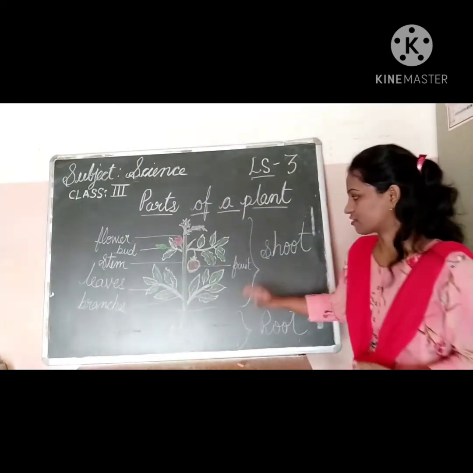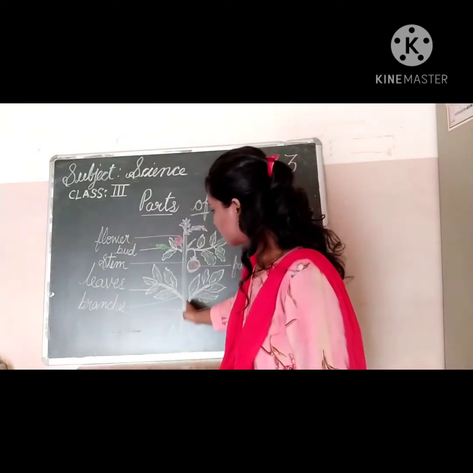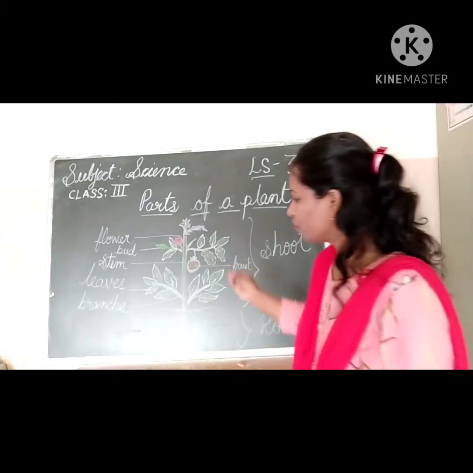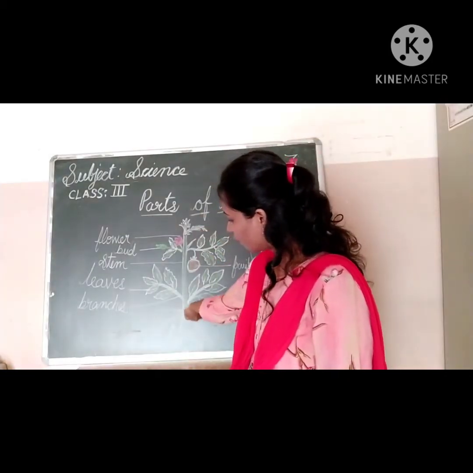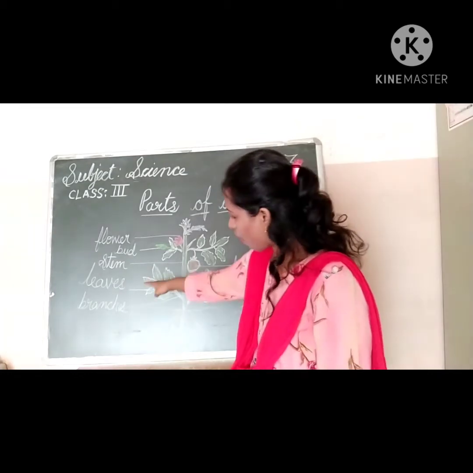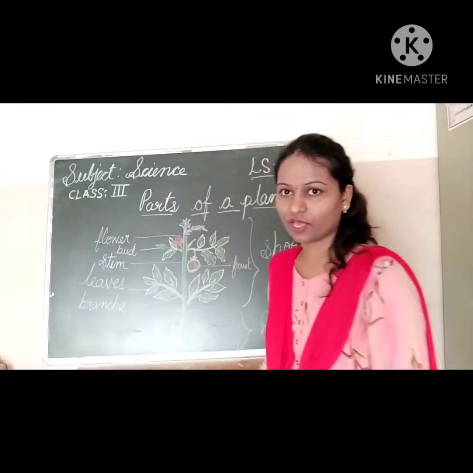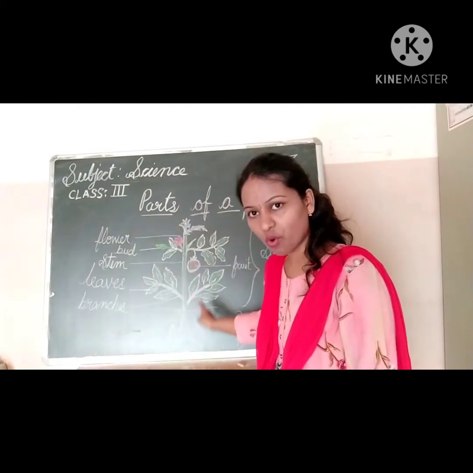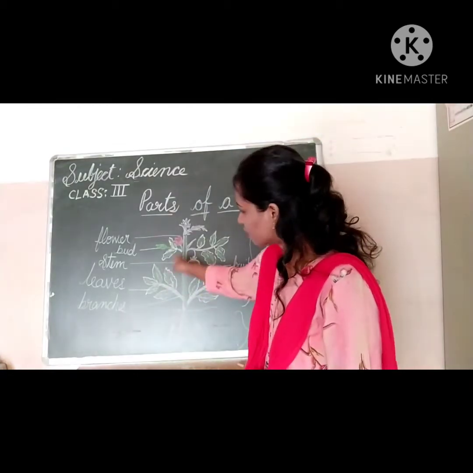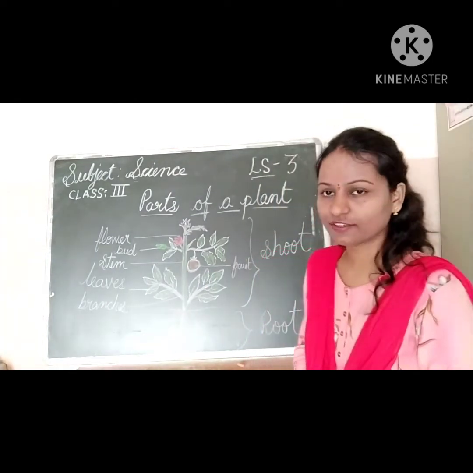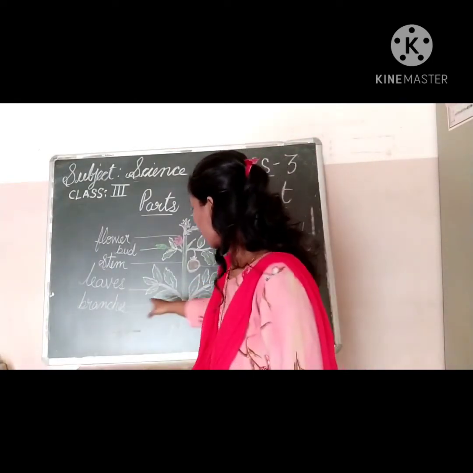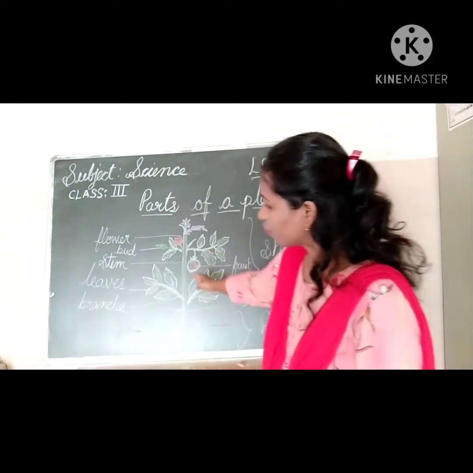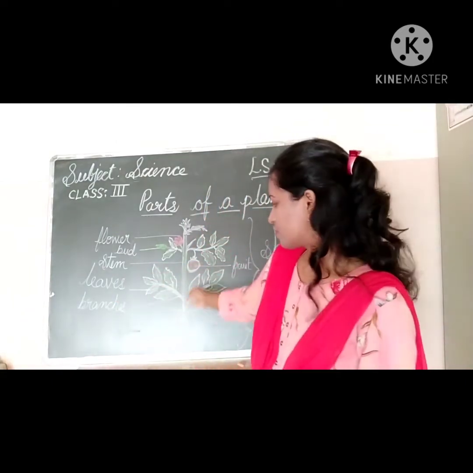Okay, children. Next, what is the function of a stem? This is the stem. The function of the stem is to carry the food from the roots to all parts of the plant. The function of the stem is to carry the food and water to other parts of a plant. Next one. The branches grow through the stem.